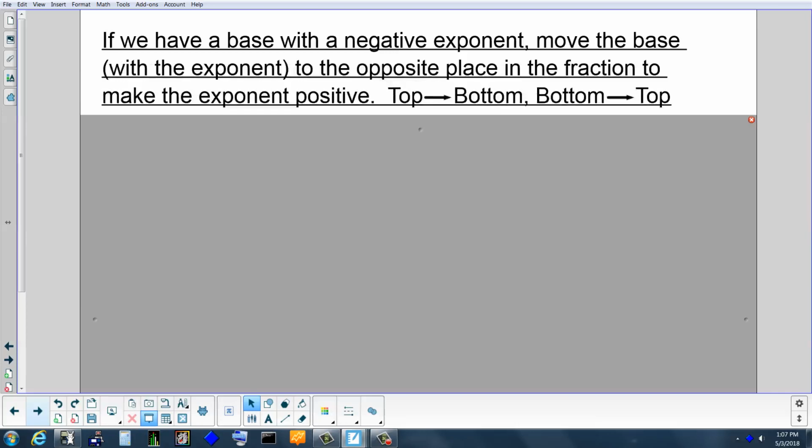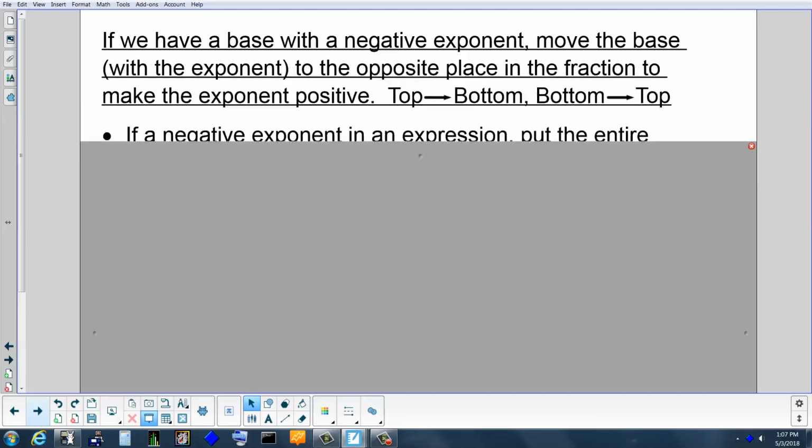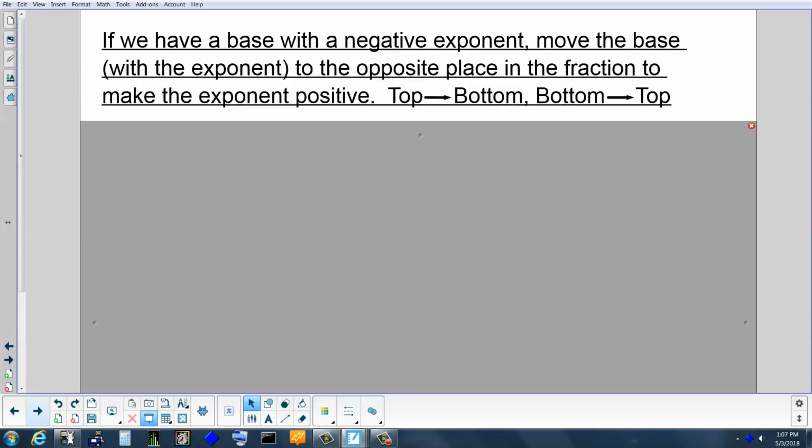On your reference sheet, it's right here. If we have a base with a negative exponent, you move the base with its exponent to the opposite place in the fraction. So if you have a negative and it's in the top, it's going to go to the bottom. If you have a negative in the bottom, it's going to go to the top. So when you switch places, it gets rid of the negative with the exponent. And we're going to do some examples.